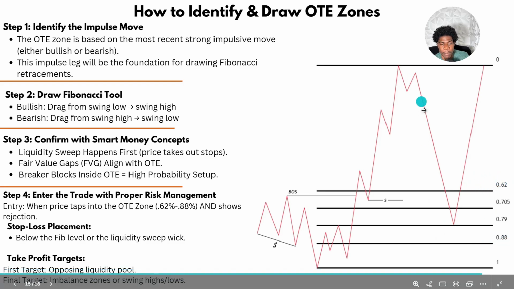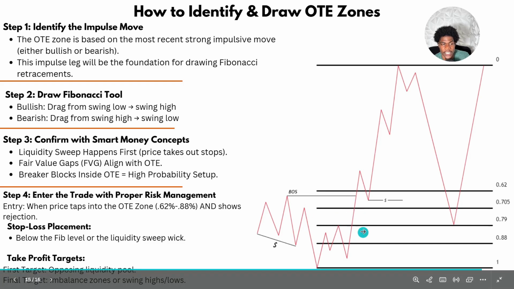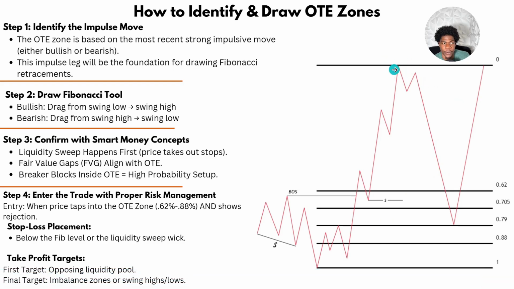0.88. So we see that price push down lower, cleared this old low right here, and mitigated a certain smart money concept like we stated, either a fair value gap or an order block, a breaker block, whatever PD array may lie inside of this zone right here that is aligned with this OTE zone. And we're targeting the prior old highs right here, the prior liquidity pool. This right here is how we identify and draw our OTE zone.